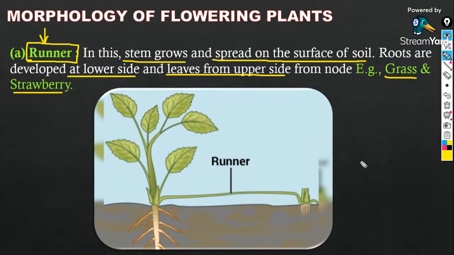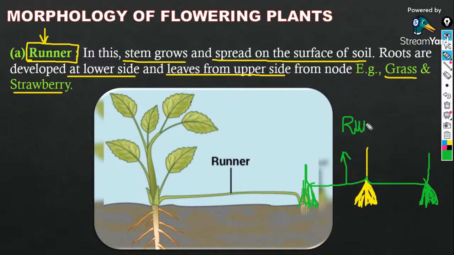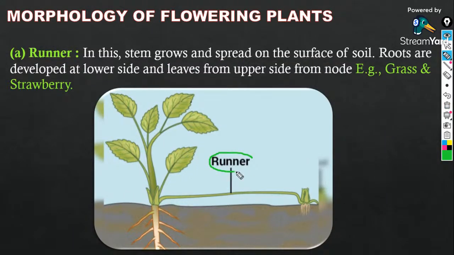Guys, this is a plant. One particular branch of this would expand above the soil and it will again grow into another plant. So these two plants are connected, and the same thing can happen on this side also. So this structure you will call as the runner. It is very clearly shown in the diagram. Right, so this is the runner.